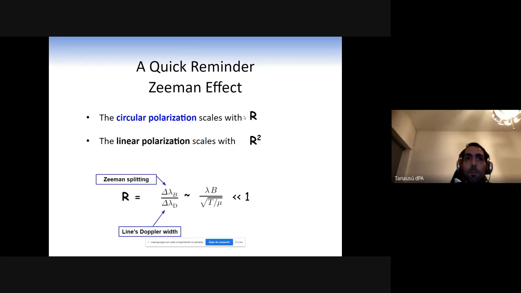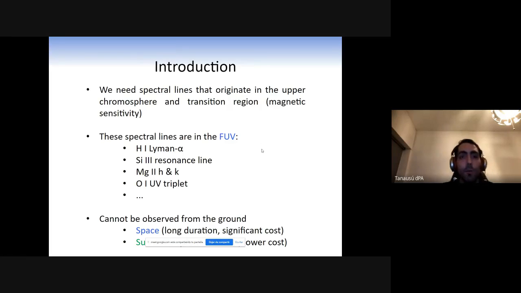That means that we expect that the circular polarization signals are much more prominent than the linear polarization signals, at least with respect to the Zeeman effect. So if we want to study the magnetic field in the outer atmosphere, that is the chromosphere and the transition region, we need to find spectral lines that form in these regions and that are sensitive to the magnetic field.